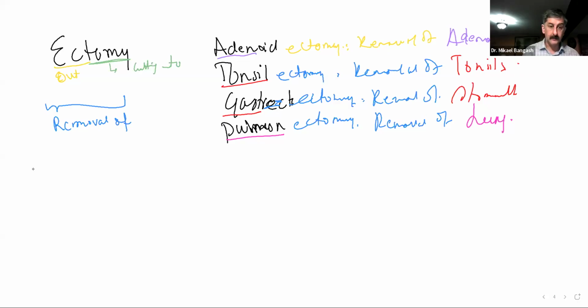Clear? You have a pair, so you can always remove one, and the other one will just be on a little bit of overtime, if you want to put it that way. It just has to do the job of two. But if you choose not to remove the whole lung, you may come across a lobe, or lobectomy.